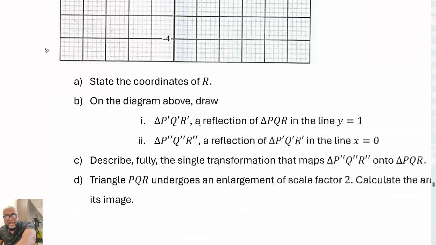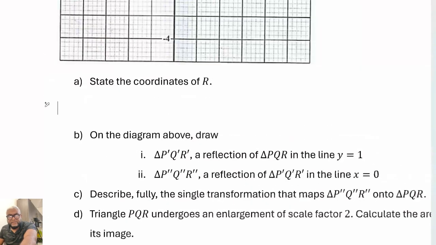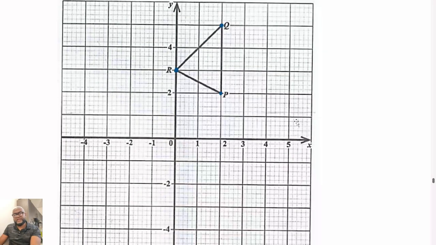State the coordinates of R. What are the coordinates of R, my children? 0 on the X. 3. 0, 3. Excellent. 0 on the X-axis, 3 on the Y. Watch it. This R here is actually in line with 3.